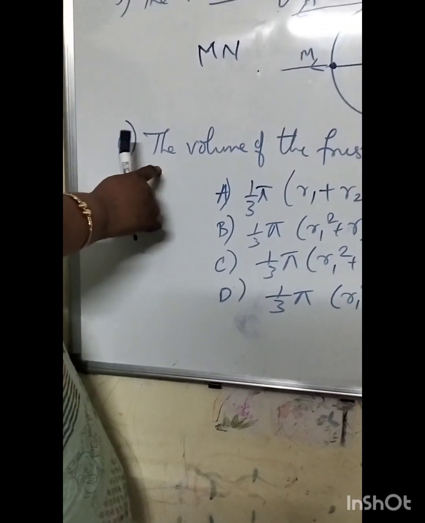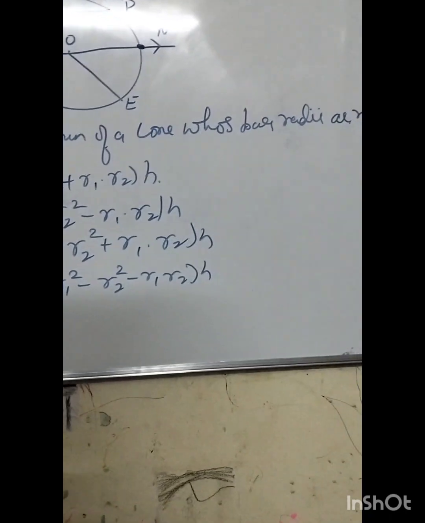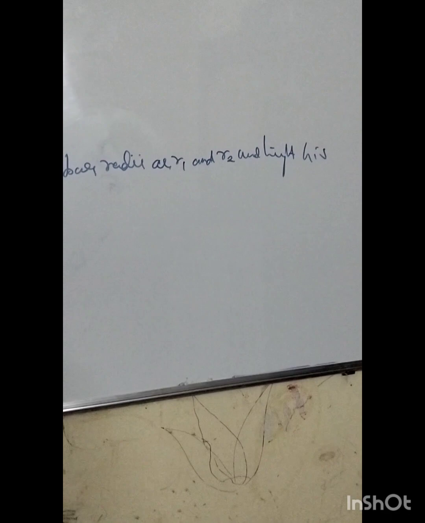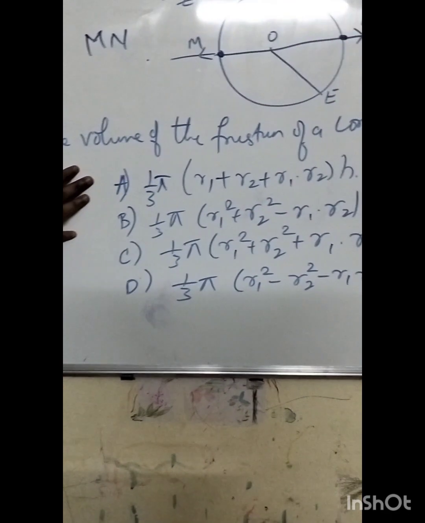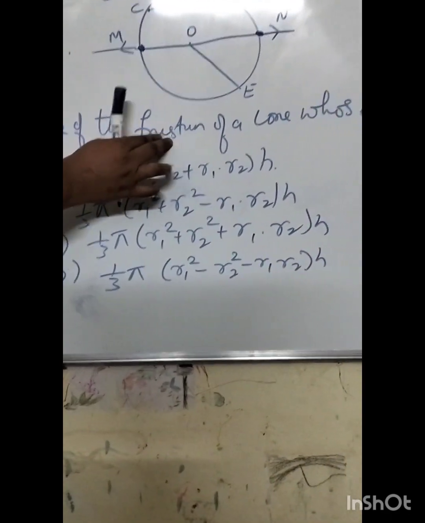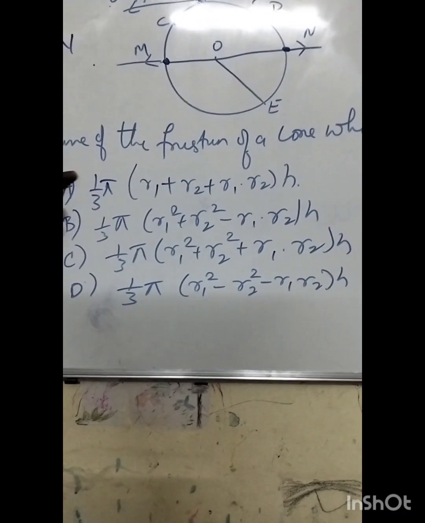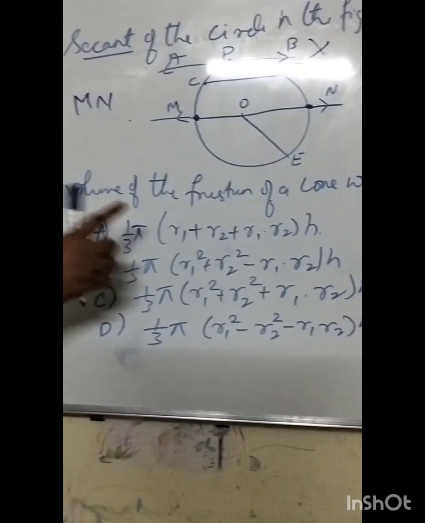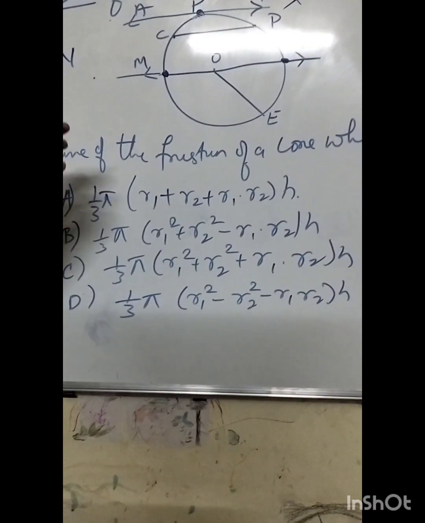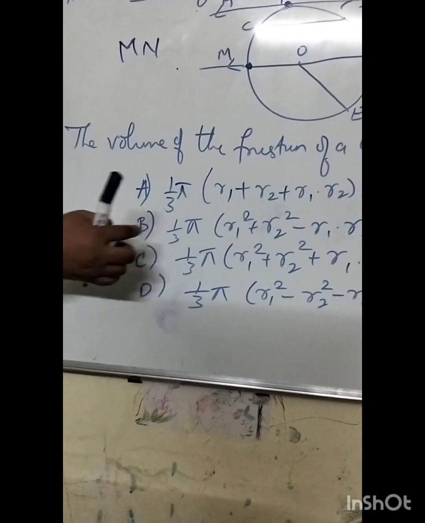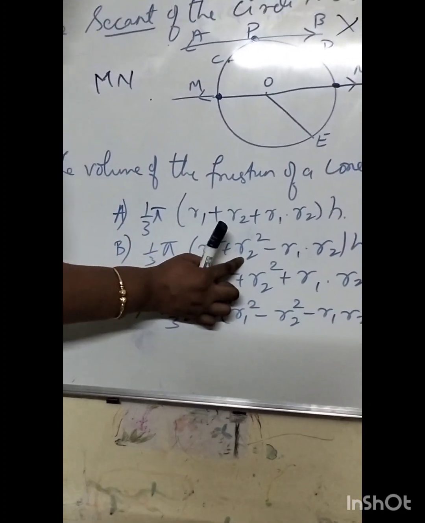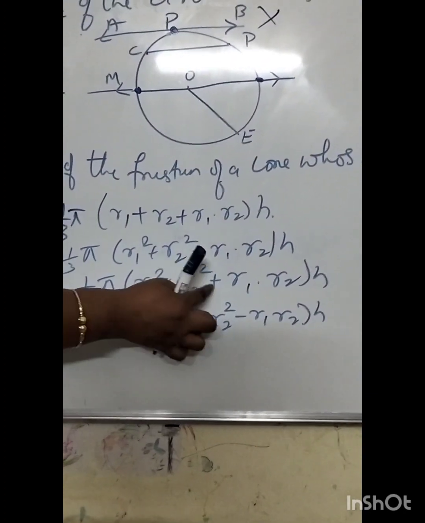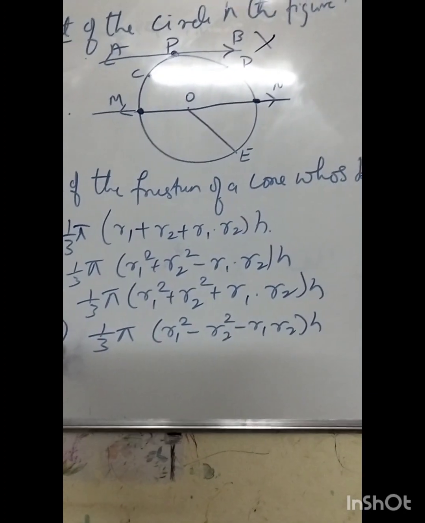Proceeding to the sixth question, the volume of the frustum of a cone with radii r1 and r2 and height h. Here we just need to recall the formula. Whenever it is the volume of a frustum, always remember volume starts with 1 by 3 pi. All options have 1 by 3 pi. Remember, it is a representation of a square plus b square plus ab. So r1 square, r2 square minus, we will not consider. It is r1 square plus r2 square plus r1 r2 into h. So it's option C.